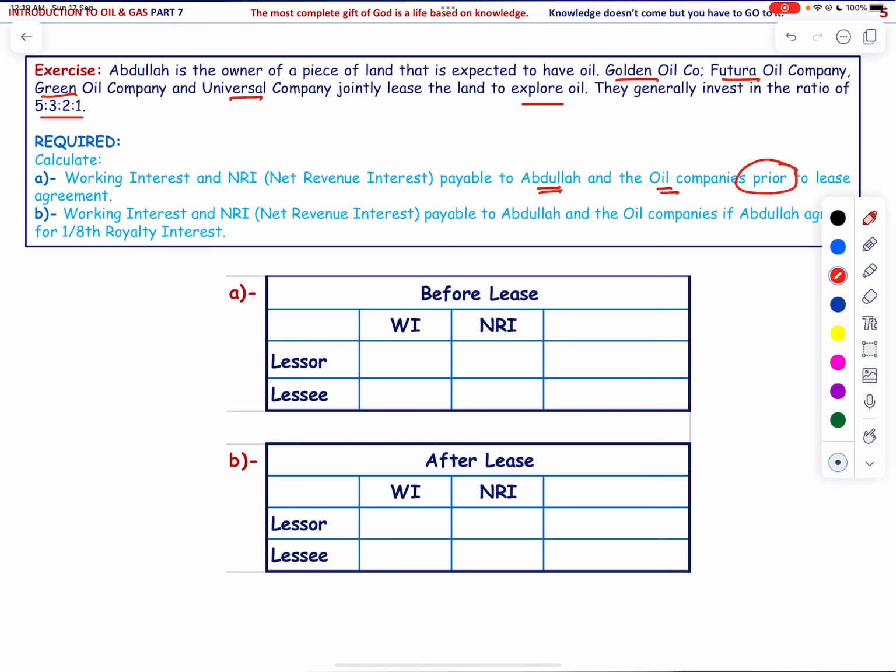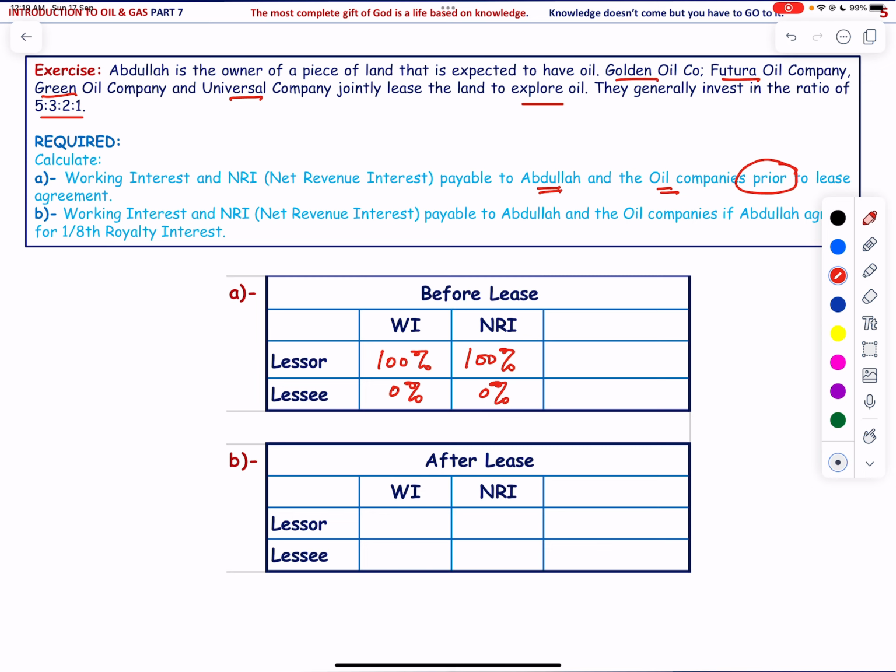to the lease agreement. So prior to the lease agreement, Abdullah the lessor owns 100% of the working interest, and he also owns 100% of the net revenue interest, as there is no lease agreement. This is also called grand bargain. The oil companies prior to the lease agreement have 0% of working interest and 0% of net revenue interest.